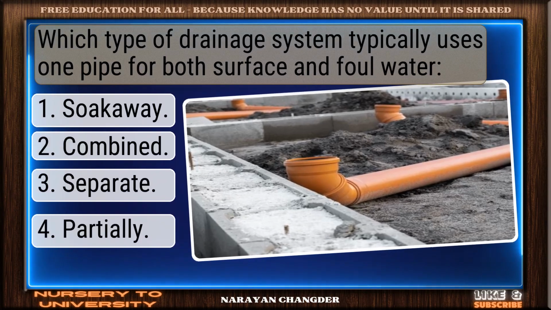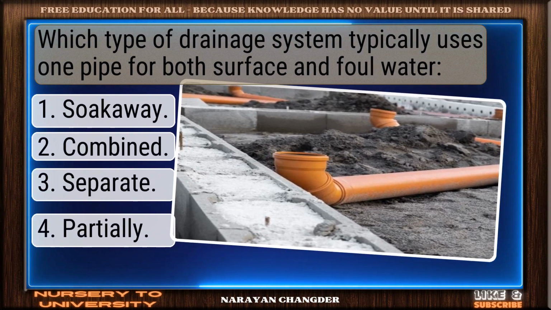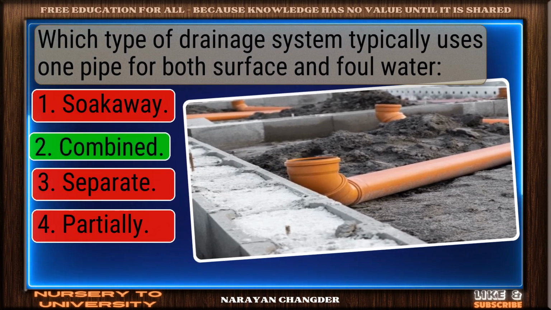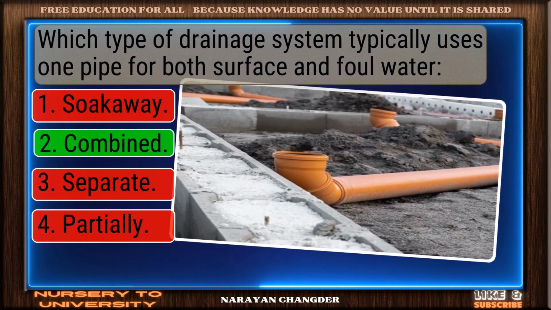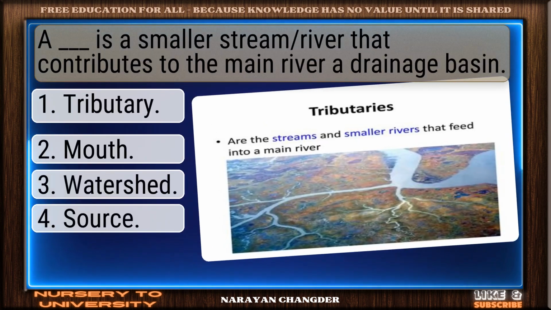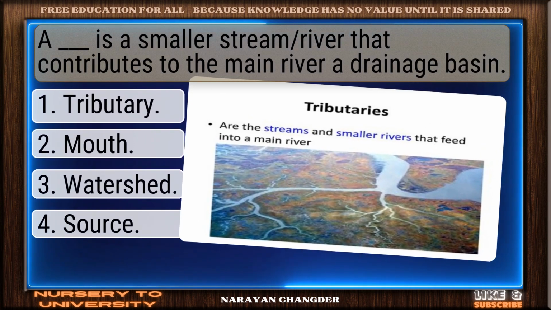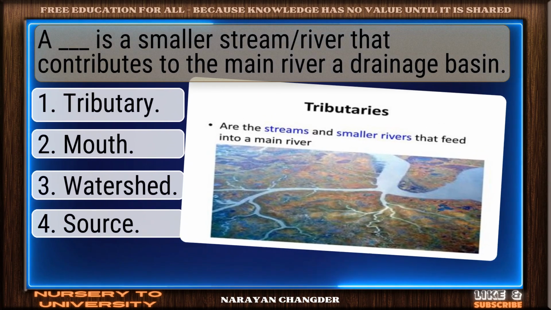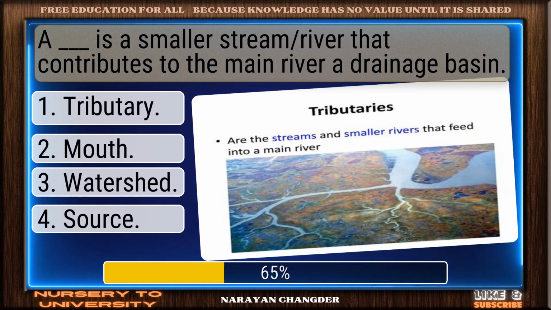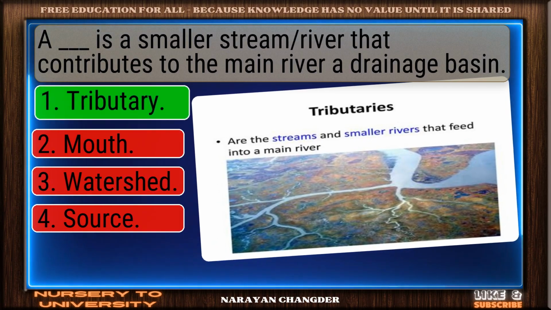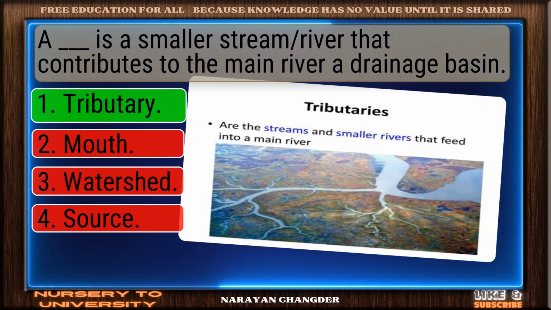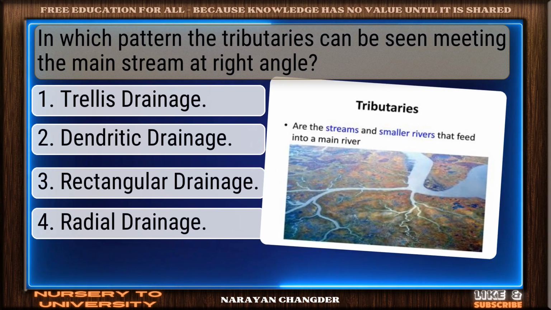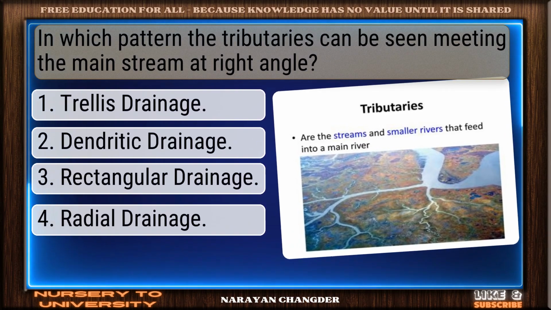Which type of drainage system typically uses one pipe for both surface and foul water? Well done. Combined is the right choice. A blank is a smaller stream or river that contributes to the main river in a drainage basin. Well reasoned. Tributary is the correct choice. In which pattern can the tributaries be seen meeting the main stream at right angles?